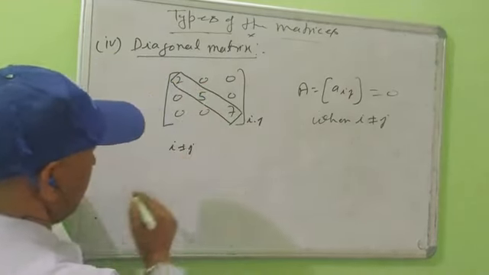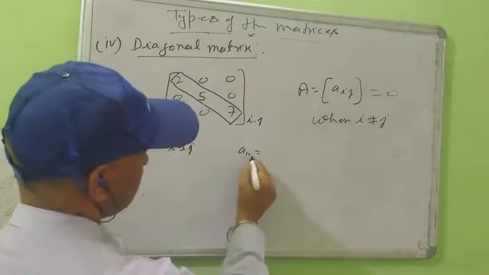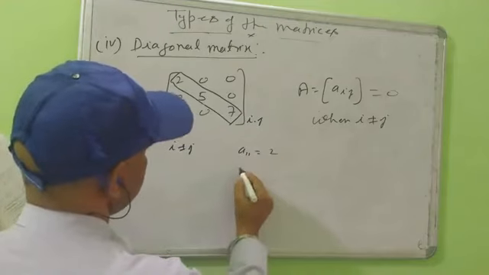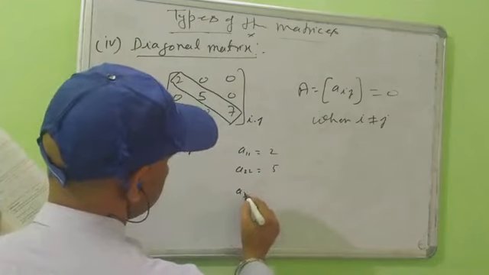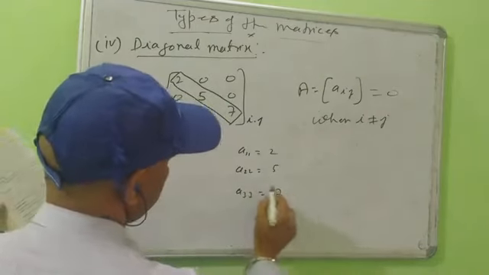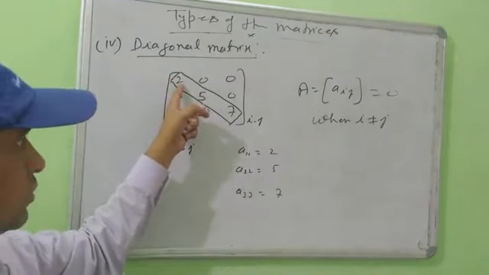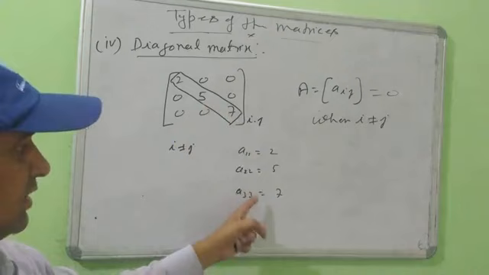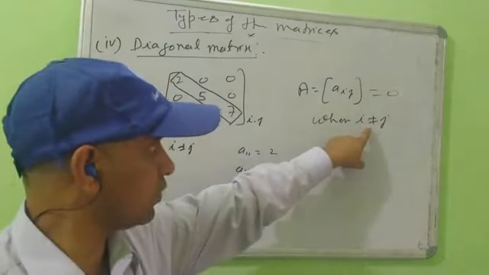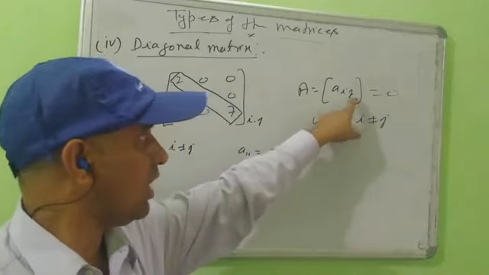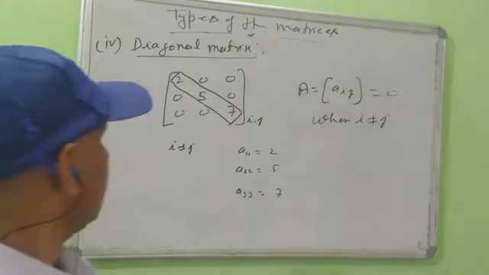What is the address of this? 1 1, where i and j are equal, this is the 1. Then 2 2 element, this one is the 5. And suppose you write the 3 3 element, then you can say the 7. According to the addresses of the matrix elements, 1 1, 2 2, and 3 3 are not 0. In this condition it is not 0; in the rest of the conditions it is 0. Is it clear? Then we discuss the next matrix.